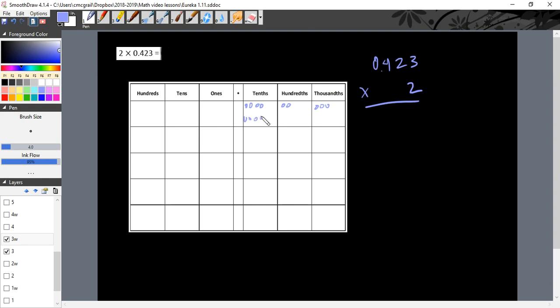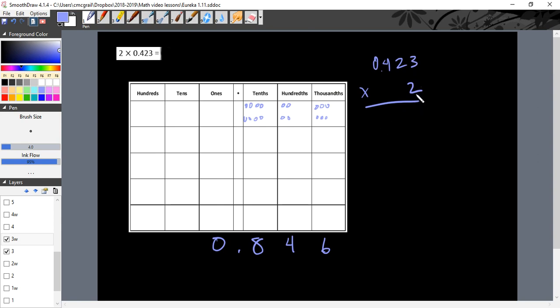1, 2, 3, 4, 1, 2, and 1, 2, 3. If at any point you feel like I'm moving too fast, go ahead and pause the video and give yourself time to draw what I am drawing. Okay, so now I can actually visually see that I have 6/1000ths, 4/100ths, and 8/10ths. And so that's actually my answer, 846 thousandths.